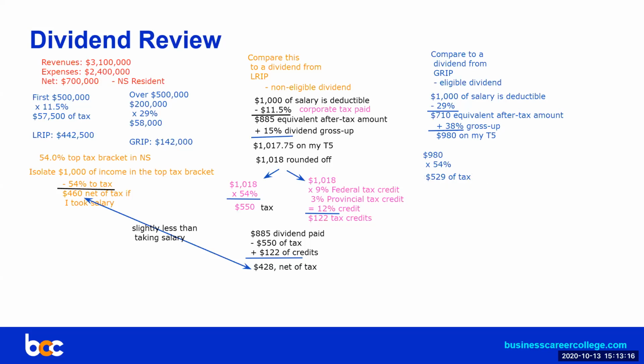Okay, and then I take the same $980, and once again, I'm going to apply our tax credits. So this time, the tax credit is 15% federal plus 8.85%, yeah, 8.85% provincial. A combined total of 23.85% tax credits. Okay, so I take $980 times 23.85% gives me $234 of tax credits.